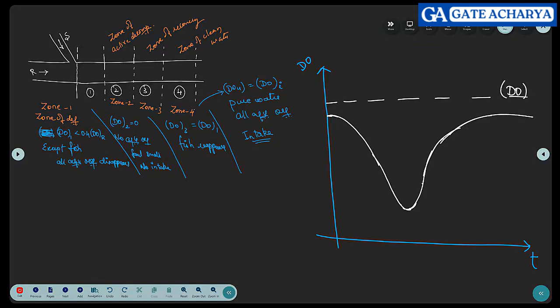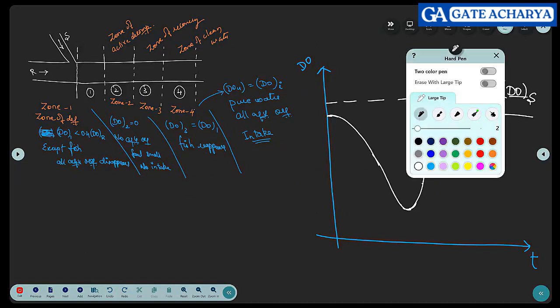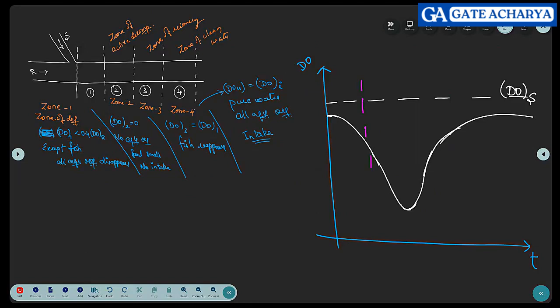Saturation DO, the maximum DO possible in the water. Okay, so listen. This is zone 1, this is zone 2, this is zone 3, and this is zone 4. Okay, so the DO curve, the dissolved oxygen curve.